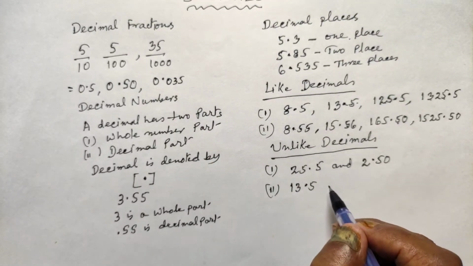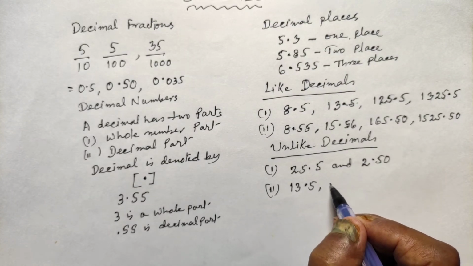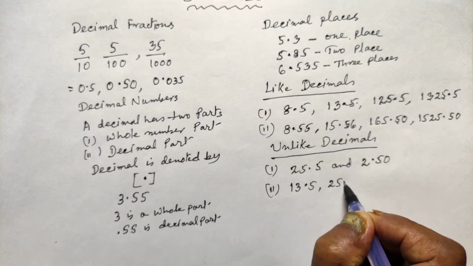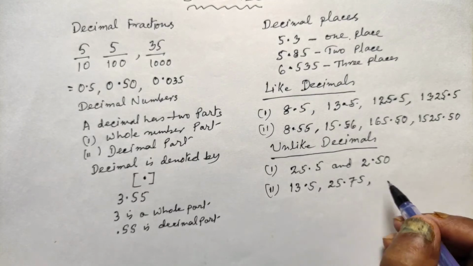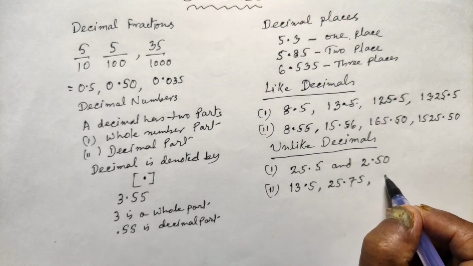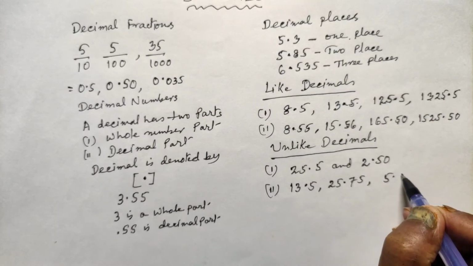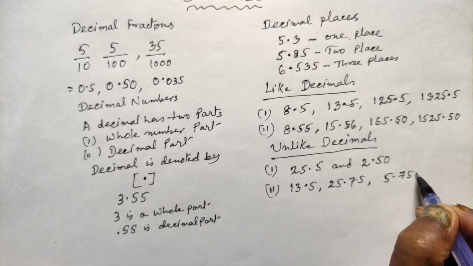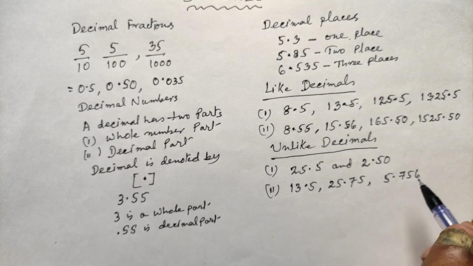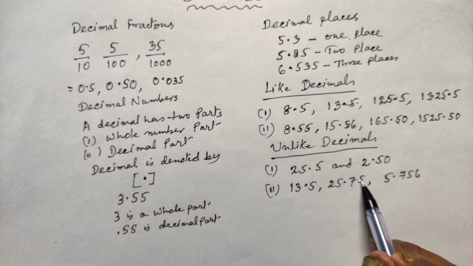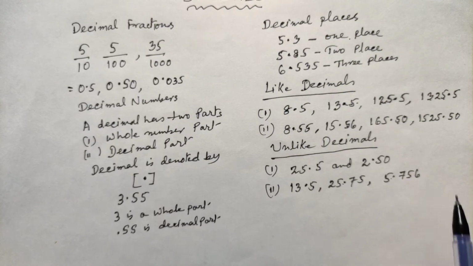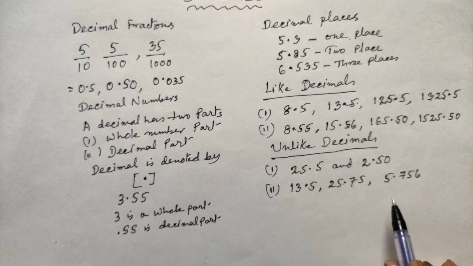13.5, then 25.75, again 5.756. So, you see, after the decimal here 1 place, over here 2 places, over here 3 places. So, in these cases also they are unlike decimals.